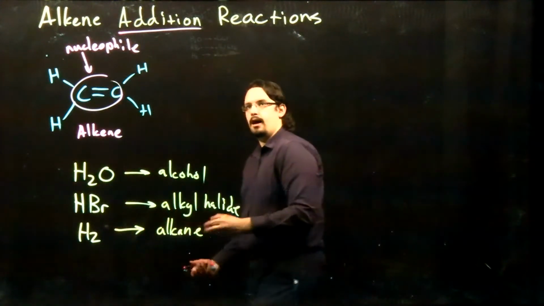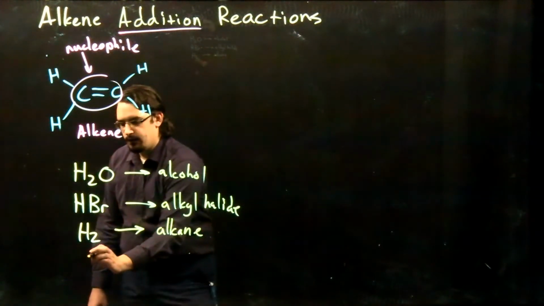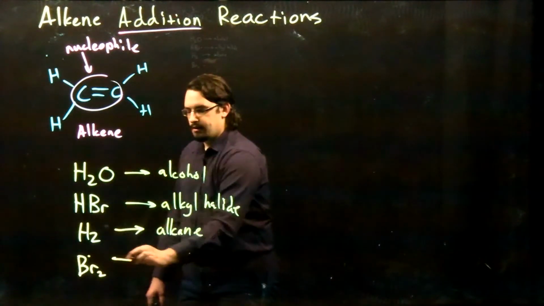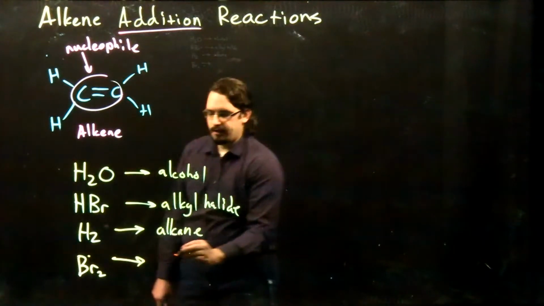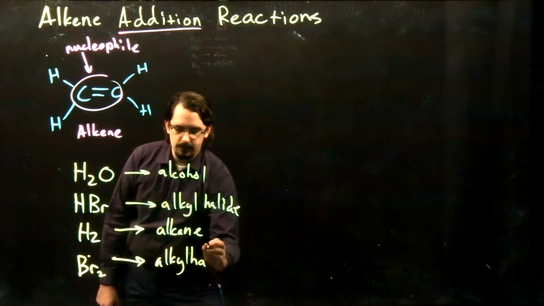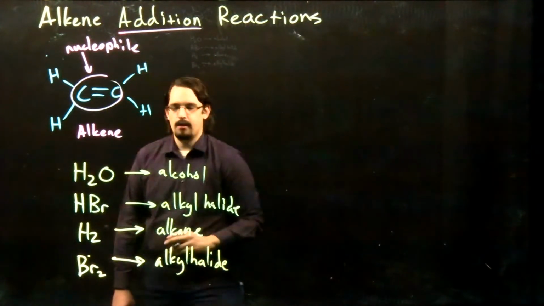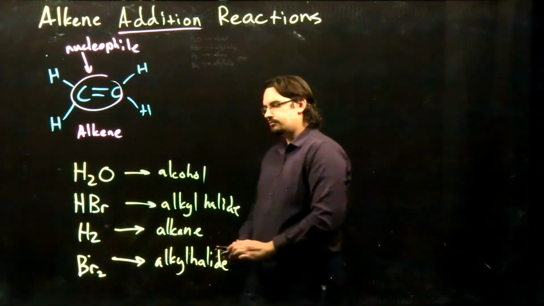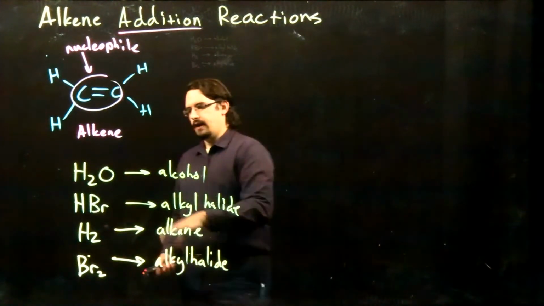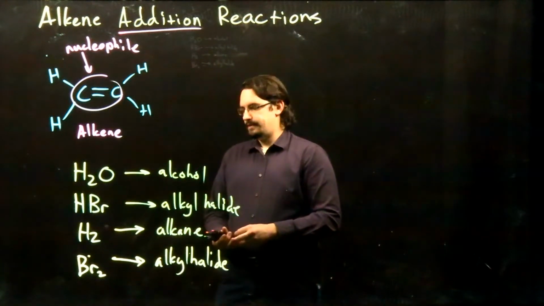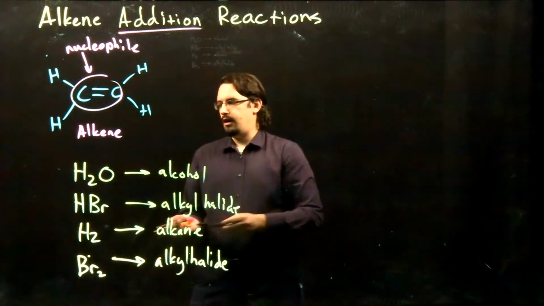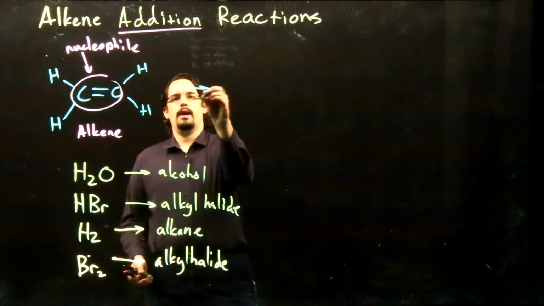We can also add halogen as well. So we can add two bromines, and we would then get an alkyl halide with each of those bromine groups adding on to our alkene double bond. And we'll look at other examples as well later on as we continue to look at our addition reactions. So in all of these cases, we're going to be taking one component of our reaction mixture.